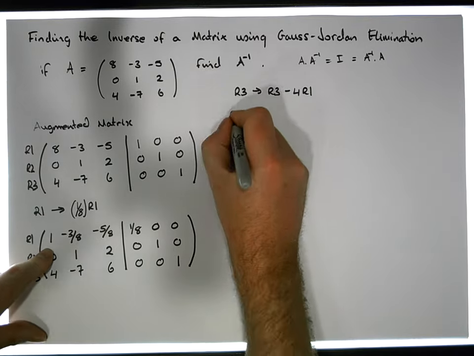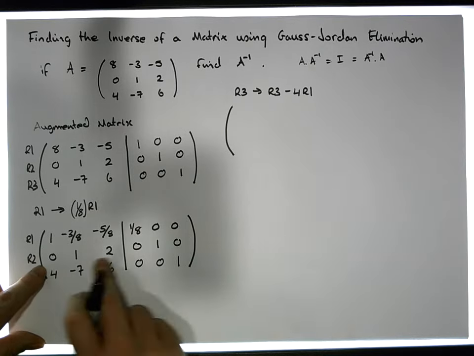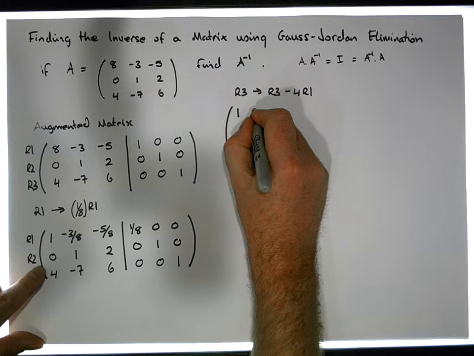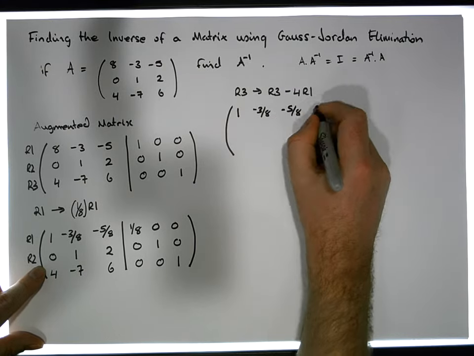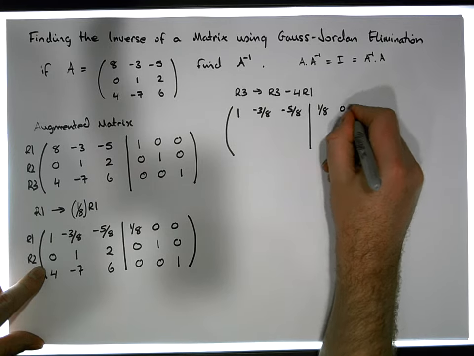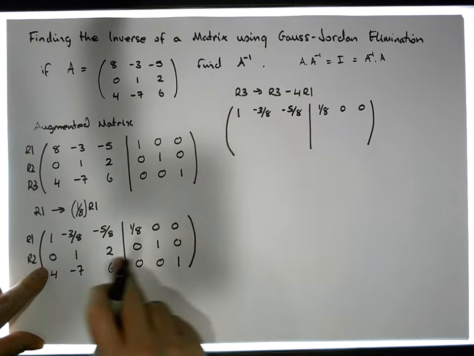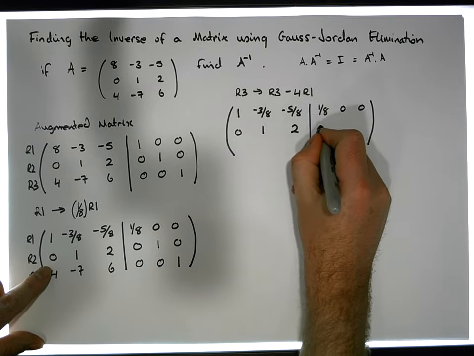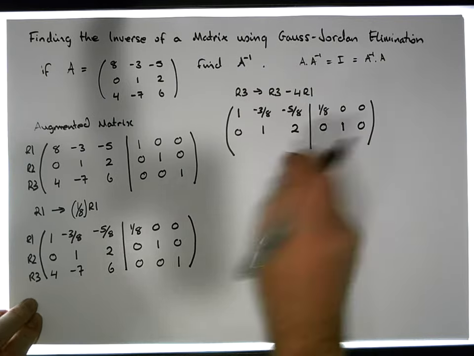And what happens is this: don't forget I'm not doing any operation on row 1 or row 2, so the matrix becomes 1, minus 3/8, minus 5/8, 1/8, 0, 0. We're not doing any operation on row 2, so this is a 0, a 1, a 2, 0, a 1, and a 0. But we are updating row 3.